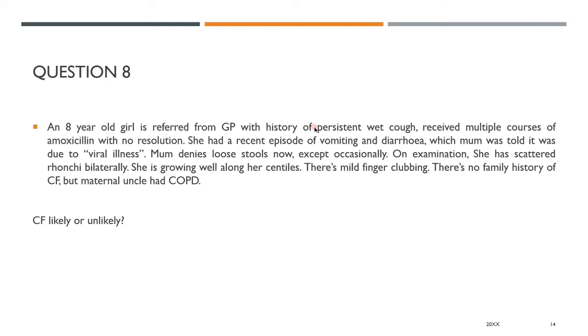On examination, she's got scattered bronchi bilaterally. However, she is growing well along her centiles, and there's mild finger clubbing. There's no family history of cystic fibrosis, but a maternal uncle had COPD. Is that likely CF or unlikely CF?